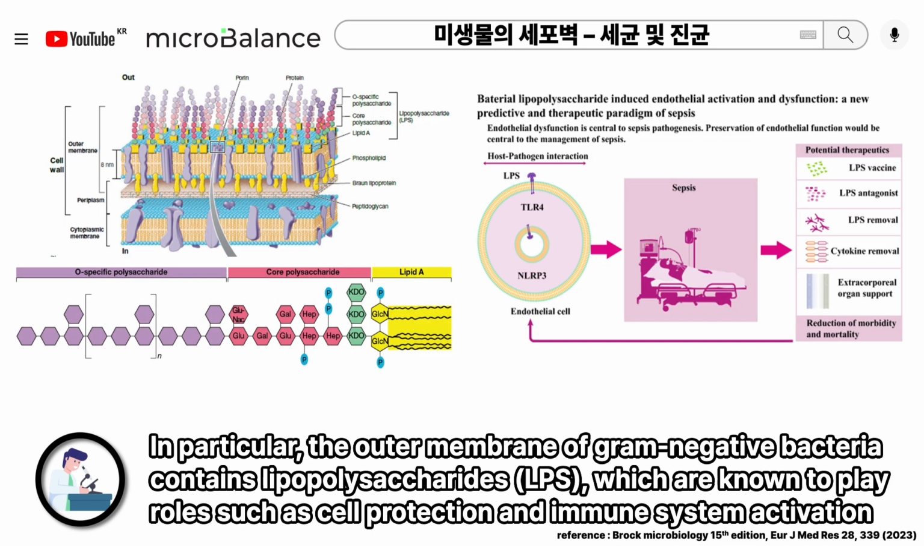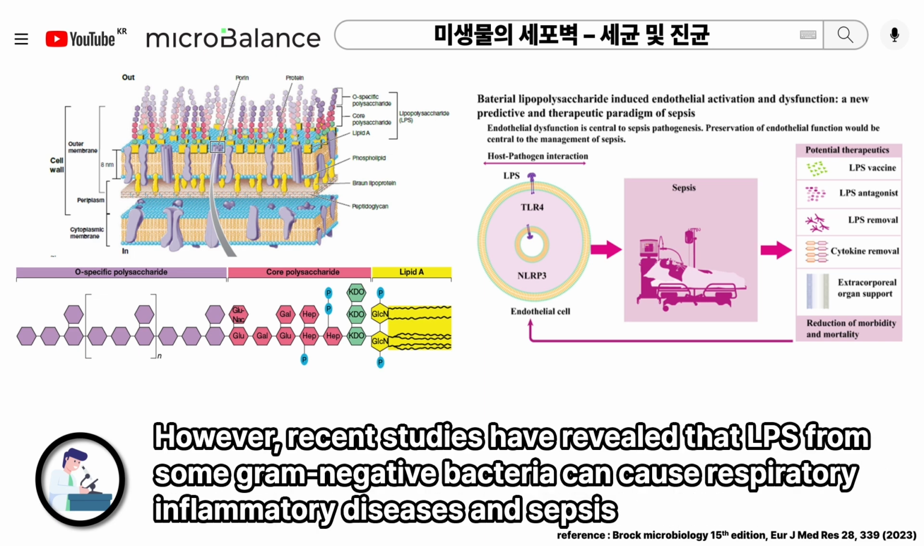In particular, the outer membrane of gram-negative bacteria contains lipopolysaccharides, LPS, which are known to play roles such as cell protection and immune system activation. However, recent studies have revealed that LPS from some gram-negative bacteria can cause respiratory inflammatory diseases and sepsis.